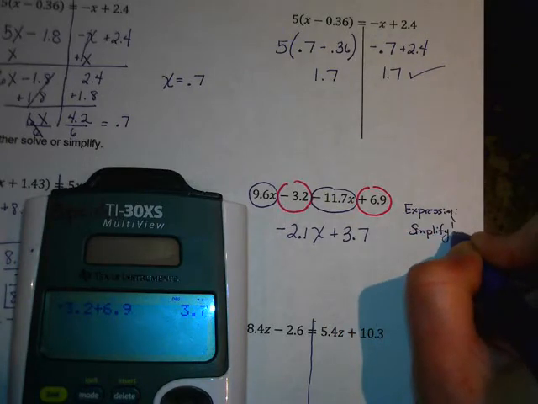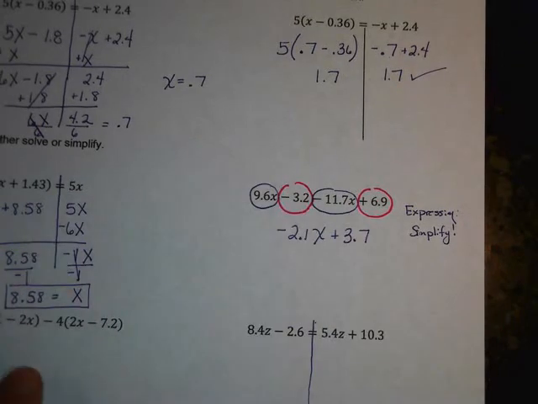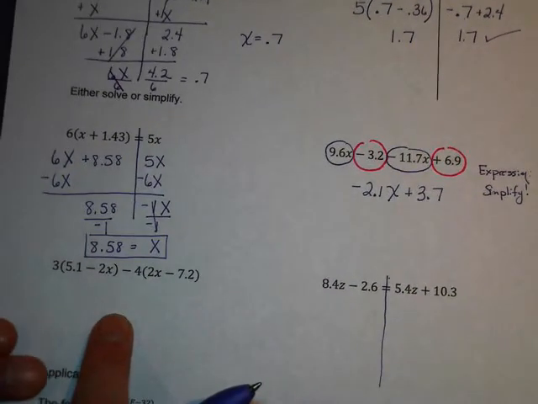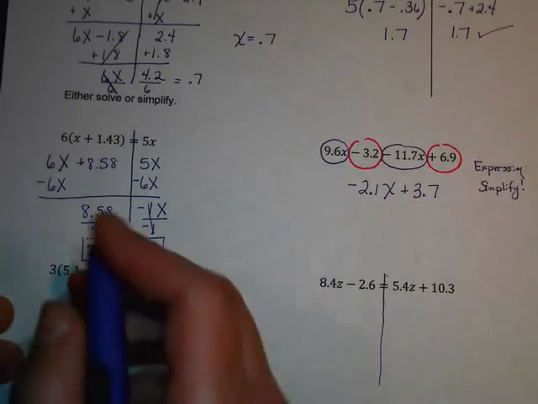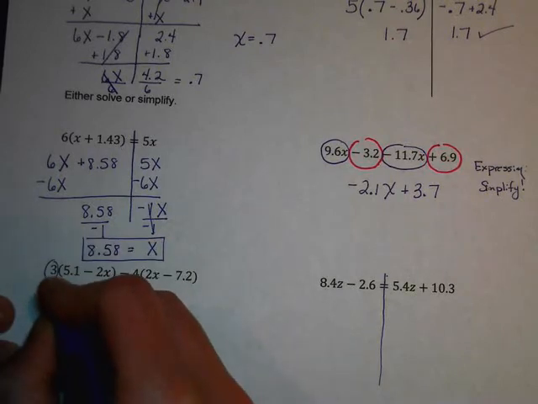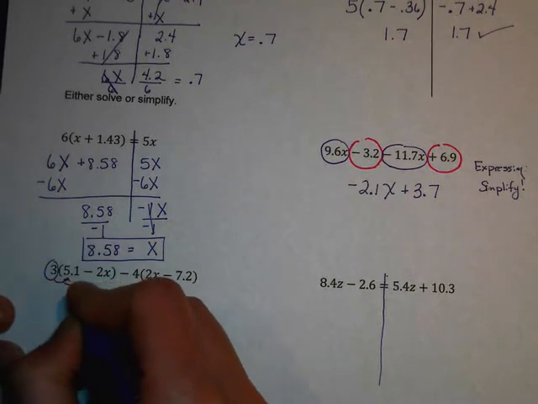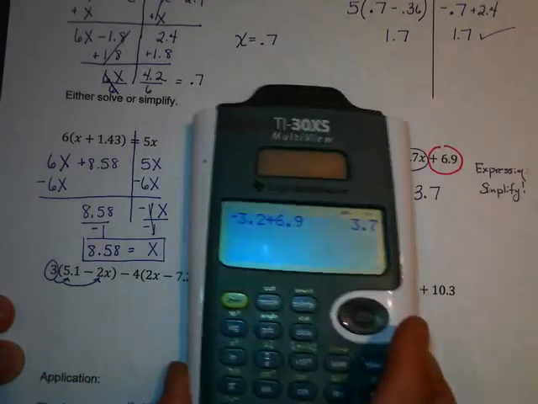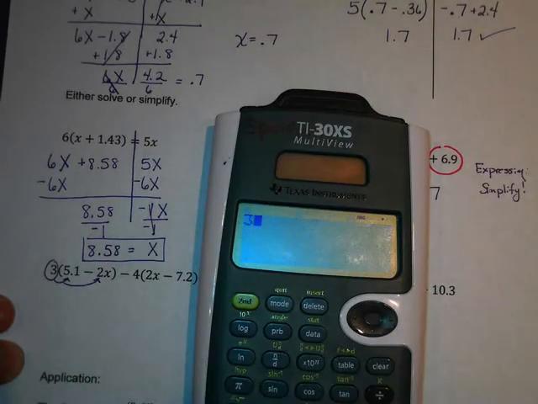All right. This does not have an equal sign. So it's an expression. So I'm going to take that 3 and distribute it to each term inside that set of parentheses. So I can get rid of the parentheses.